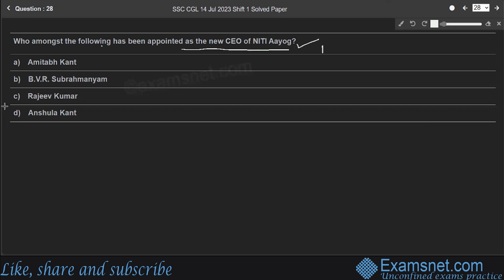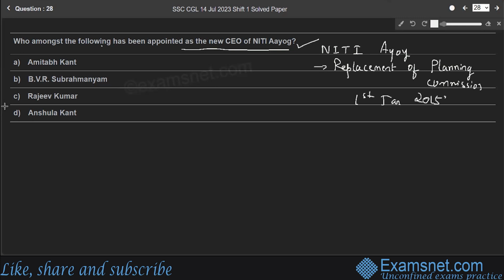So NITI Aayog is a replacement of the Planning Commission, on 1st January 2015. Right? So the chairman of NITI Aayog is the Prime Minister. Right? So here, who amongst the following has been appointed as the new CEO of NITI Aayog?